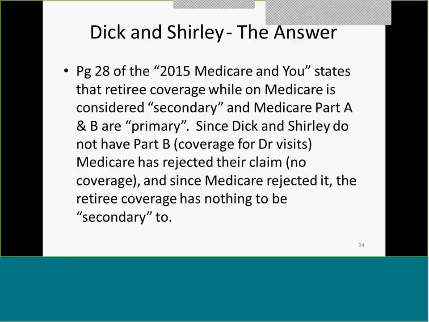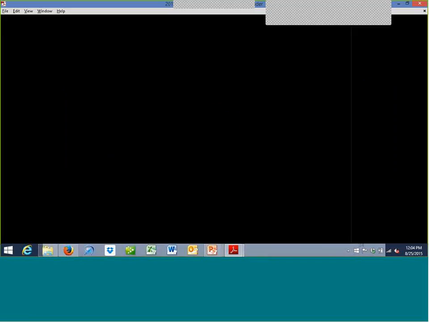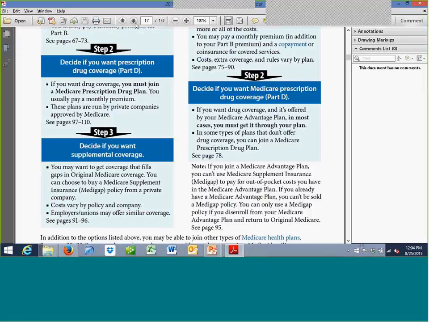Page 28 of the 2015 Medicare and You states that retiree coverage with Medicare is considered secondary, and Medicare Part A and B are primary. Dick and Shirley do not have Part B coverage for doctor visits. Medicare rejected their claim due to no coverage, and since Medicare rejected it, the retiree coverage has nothing to be secondary to. Take a look at that in our Medicare and You, which we carry with us on every appointment.